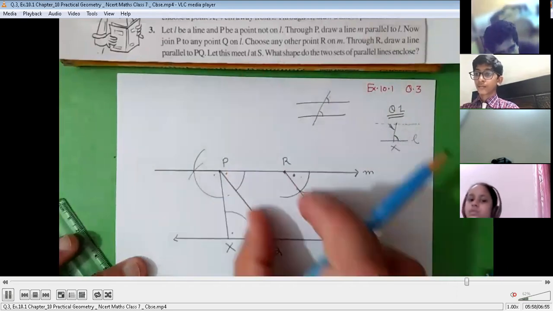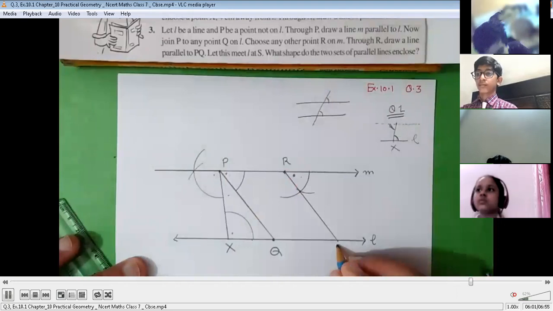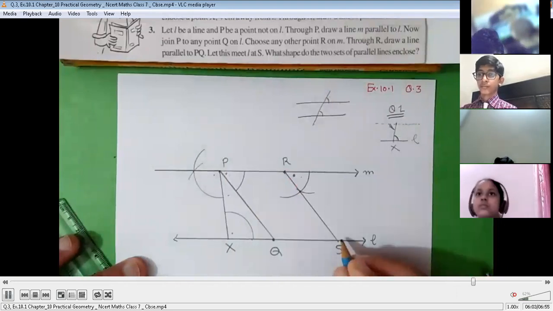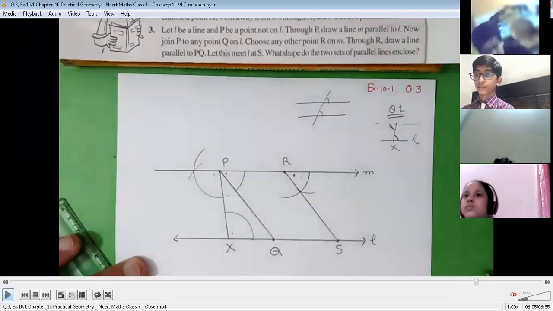So this is a parallel line. Now we are going to mark it as S here. Clear? Draw it up to here, children.